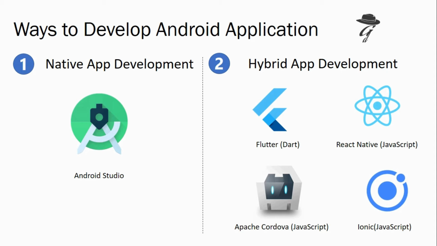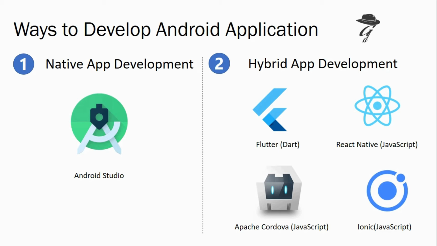On the other hand, if you choose hybrid application development, there are plenty of platforms where you can code your applications, but the most famous are four. One is Flutter, and we use Dart language in Flutter, and Flutter is provided by Google itself. So there is a definite future in Flutter as well. Second is React Native, which is provided by Facebook, and we code in JavaScript. And third is Apache Cordova, which also uses JavaScript, and the fourth is Ionic, which also uses JavaScript.